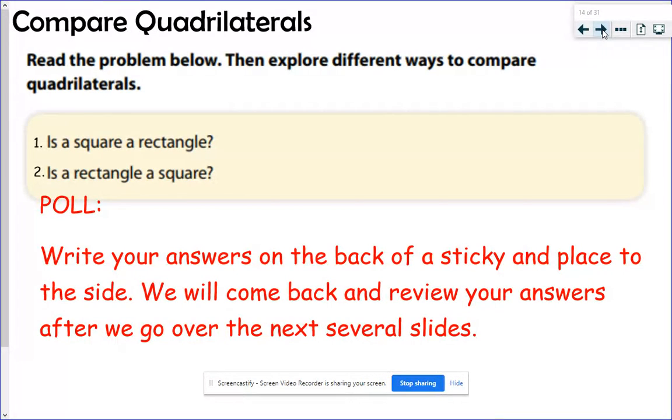And we took a poll in class, question 1 and question 2. They wrote their answers on a sticky and we put it to the side. We're going to go through a few slides and then come back and check these answers. So if you'll just mentally answer these questions, what do you think right now, just right off the top of your head? Is a square a rectangle? Is a rectangle a square?